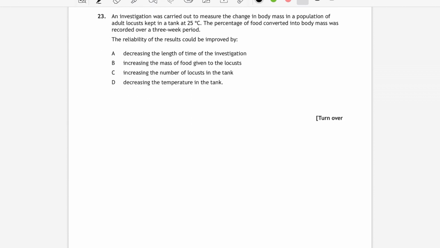Number 23. An investigation was carried out to measure the change in body mass in a population of adult locusts kept in a tank at 25 degrees Celsius. The percentage of food converted into body mass was recorded over a 3-week period. The reliability of the results could be improved by what? So we've got A, B, C, D. Again, pause it and have a look.